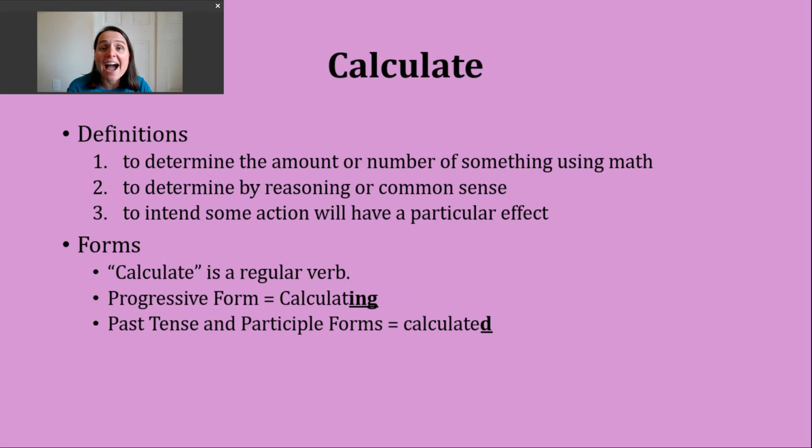You should know that calculate is a regular verb. To make the progressive tense, all you need to do is drop the E and then add ing to form calculating. The past tense and participle forms of this verb are going to be made by just adding D, since this verb already ends in an E. Our base verb, calculate, ends with a T sound. So our past tense ending is going to make an id sound and add an extra syllable. It should sound like this: calculated, calculated.